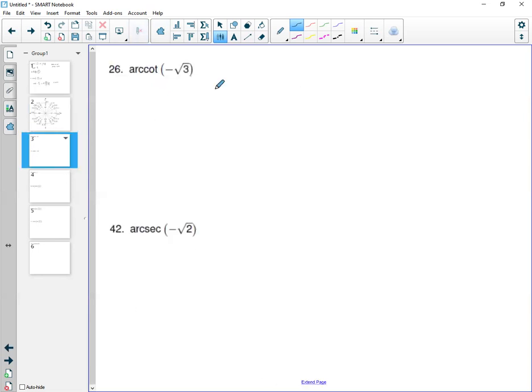So same deal. These ones are a little trickier. Instead of the arc tangent, it's the arc cotangent. But this is basically the same thing as 1 over the inverse tangent. So you can say 1 over arc tan of negative root 3.